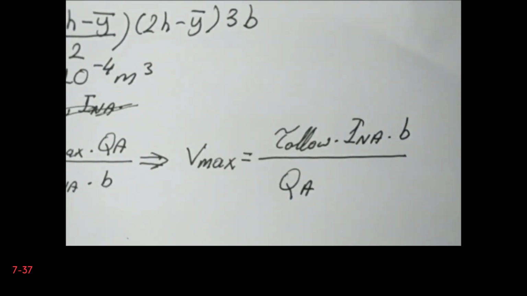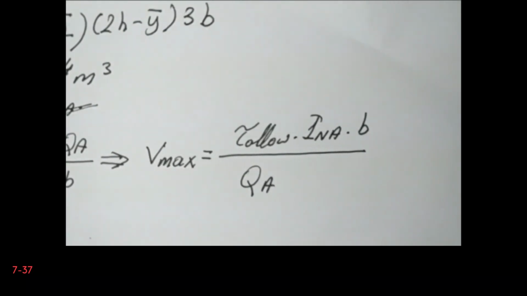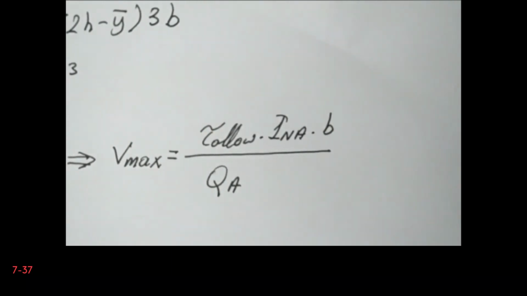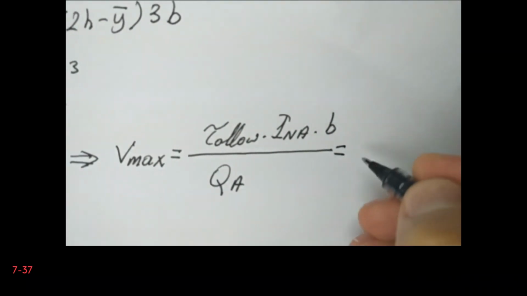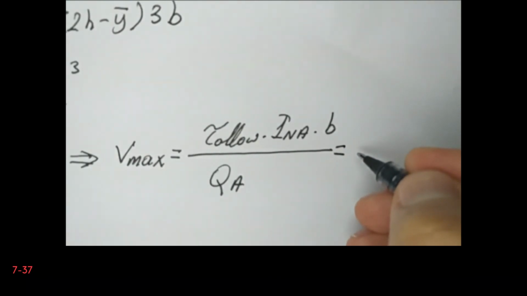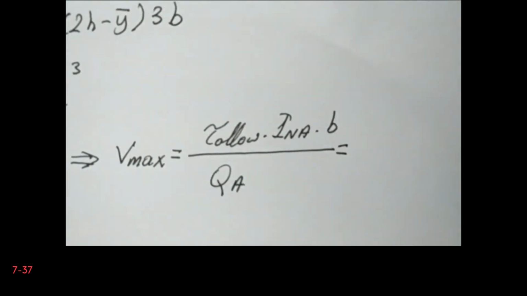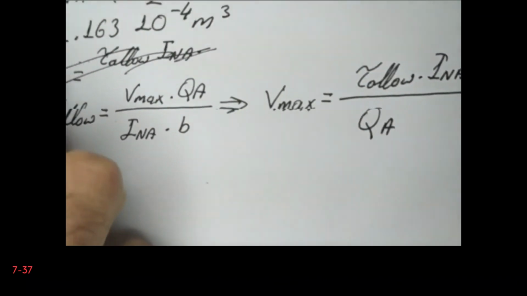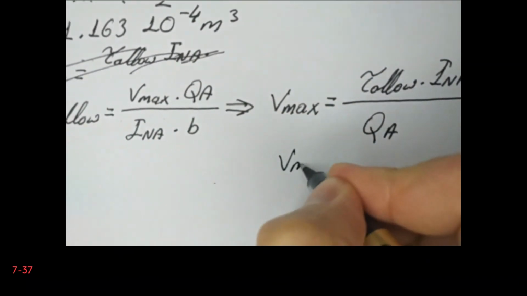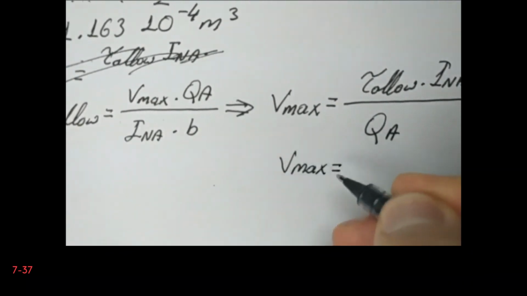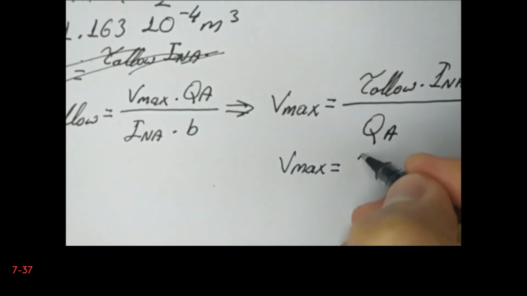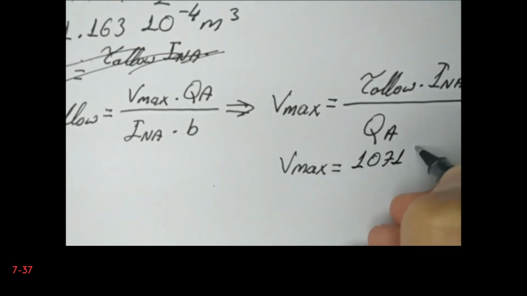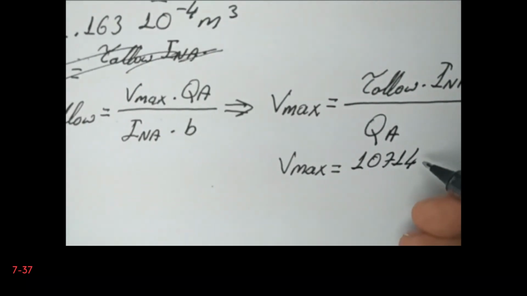Now if we put the values, or let's write here, that's better maybe. Vmax, maximum shear force can be found as 10,714.3 newtons. So this is the first part of our question.